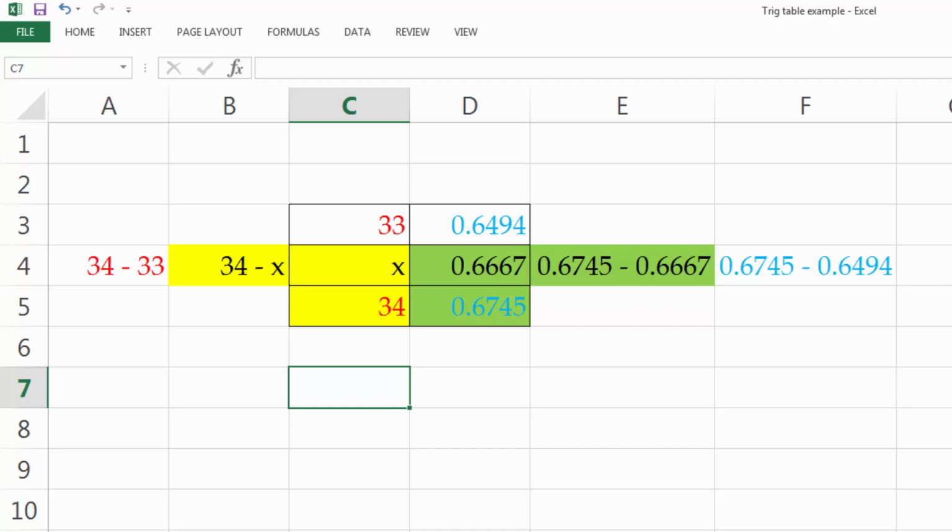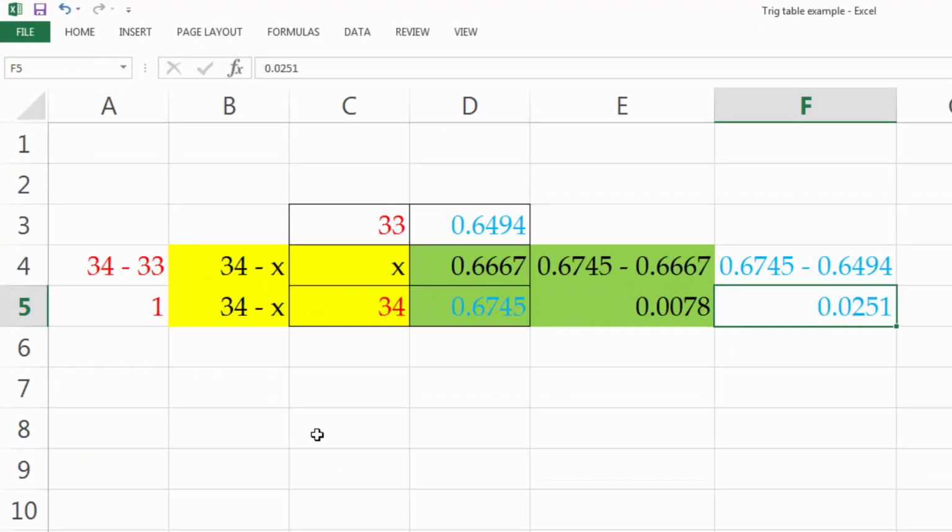So our next step is to evaluate those differences. So can't get any simpler than 34 minus x, but here we have 1. Then we just did the arithmetic here and got this, did the arithmetic here and got this. Notice I didn't use any formulas for that. You should be able to do this on paper. So the next step is to set up the ratios.